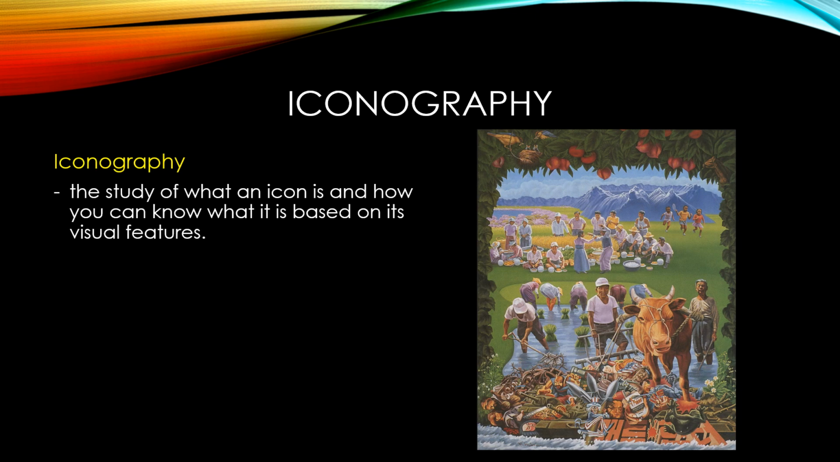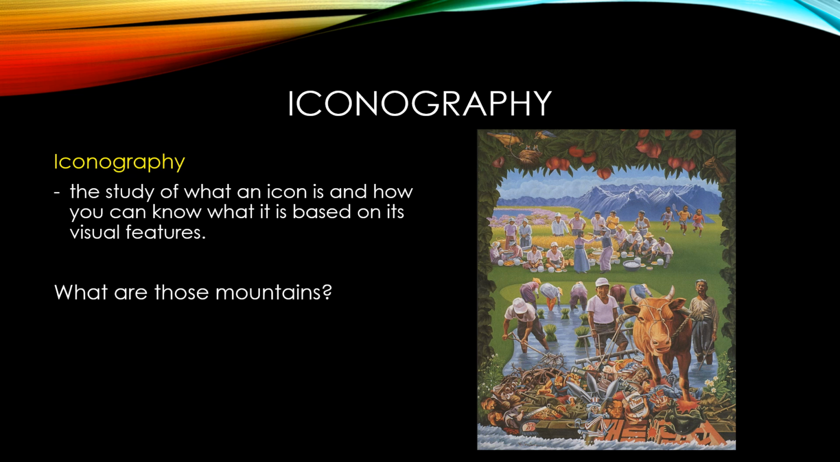There are a few things that you can consider when interpreting an artwork or object. One is iconography. Iconography refers to the study of what an icon is and how you can know what it is based on its visual features. This essentially means putting a name to all those icons that you see in an image. Here, you will probably need both visual and textual evidence.